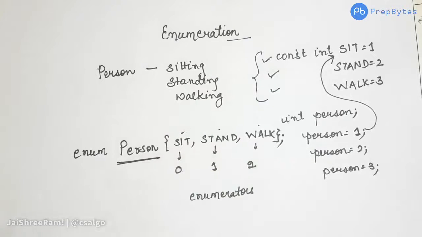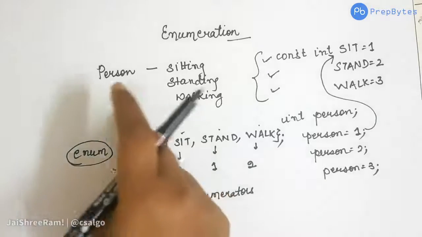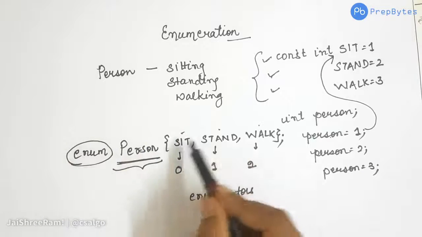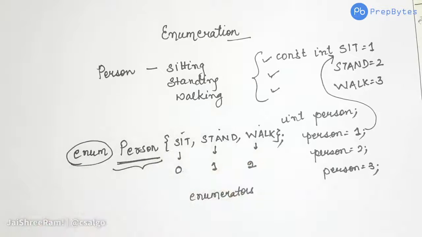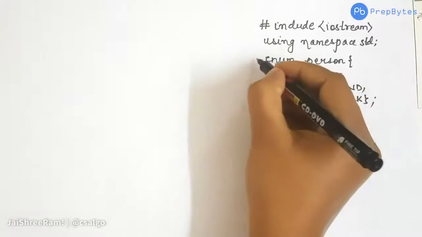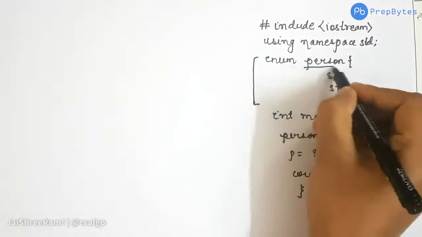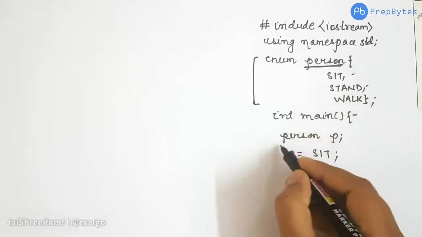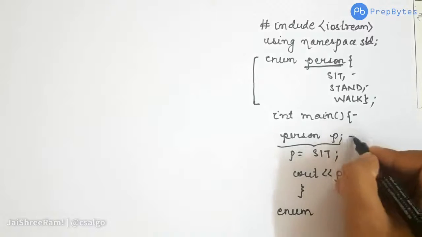So what have we done here? We have used the keyword enum. This is the new data type that we have created. This is the user-defined data type. We will see how we use this data type. And this data type can have three values: sit, stand and walk. Now let's see how we use enum in a program. So we have an enum here. We have defined the user-defined data type person. The person can sit, stand or walk. Now we have int main here. Here we are declaring an enum variable.